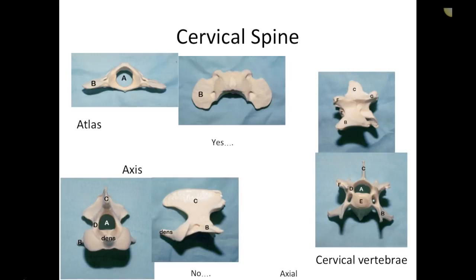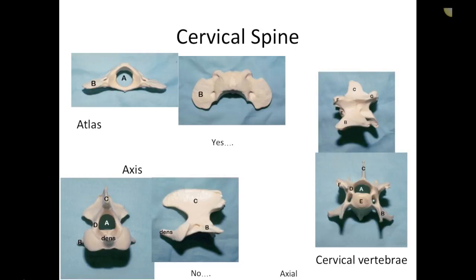The axis is also very different. It has a dens, which is this small process that connects to the atlas, and it also has this very large axe-like spinous process, which is unlike any other vertebrae in the body.